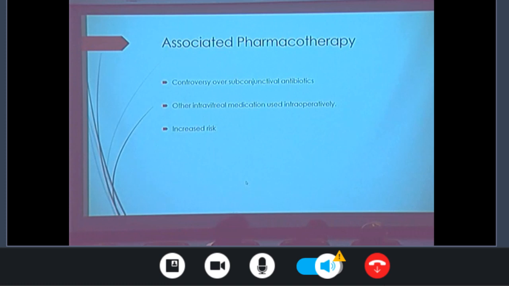So associated pharmacotherapy is another one of the risk factors. With the advent of sutureless vitrectomy, some surgeons have stopped administering subconjunctival antibiotics overall. They feel that it is not necessary anymore to deliver antibiotics. Another thing is that we use many medications intraoperatively, like triamcinolone, dexamethasone, and perfluorocarbon liquids. And some of these medications, like the Avastin or the triamcinolone, are prepared by a third party, and we don't know the conditions under which they are prepared.